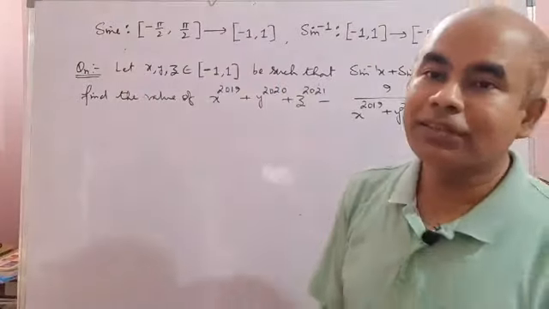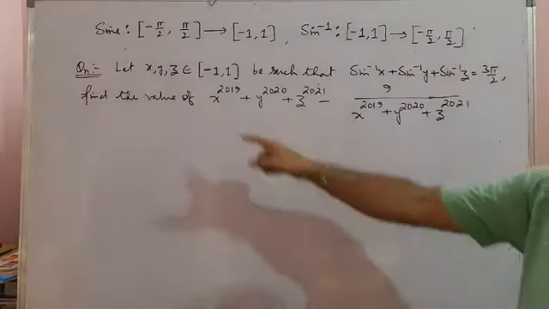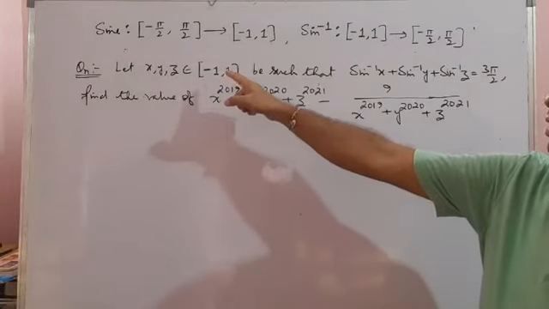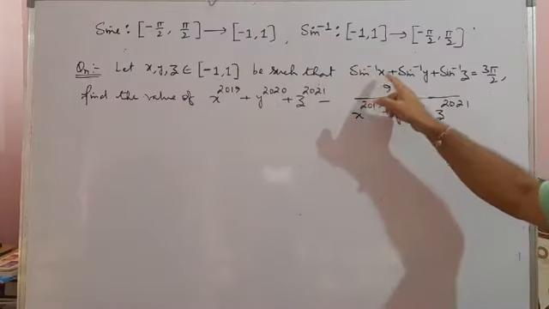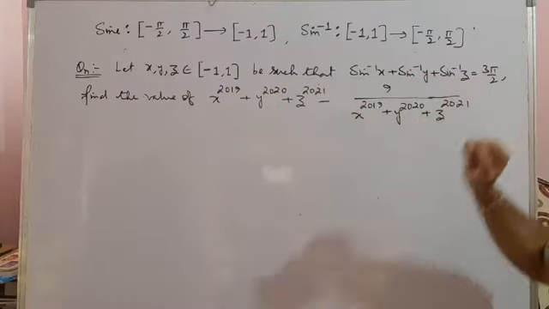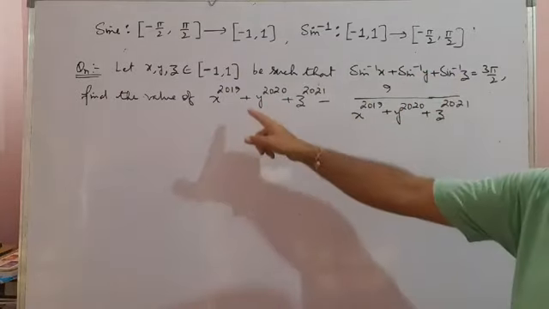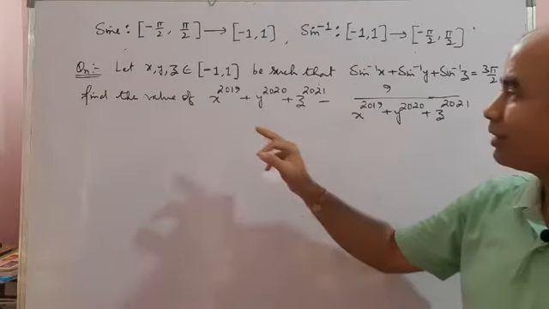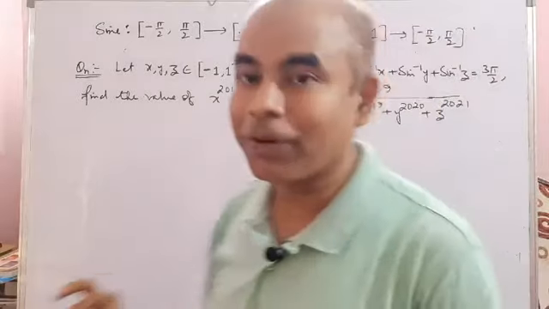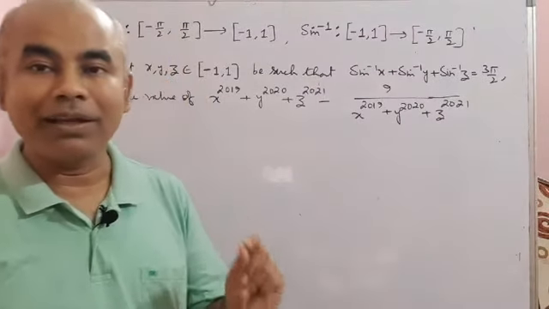Now students, all of you see this question. x, y, z are real numbers in the interval [−1, +1], such that sin⁻¹x + sin⁻¹y + sin⁻¹z = 3π/2. You are to find the value of this expression. So first of all, if I see this question, the powers of x, y, z are comparatively very large numbers.